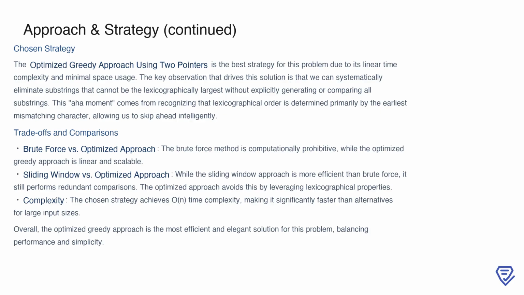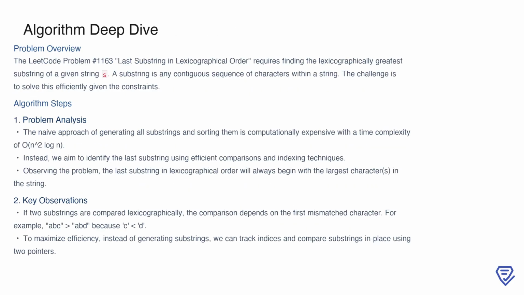To start, the problem asks us to find the lexicographically greatest substring of a given string S. A substring, as we know, is simply any contiguous sequence of characters within the string. Now, while the problem sounds straightforward, solving it efficiently is the real challenge. If we try to generate all possible substrings and sort them, the time complexity becomes O(n squared log n), which is impractical for large inputs. Instead, we need a smarter approach.